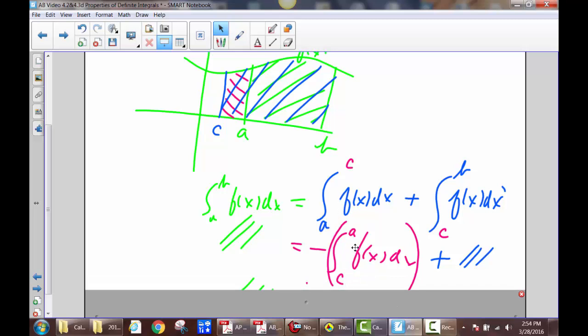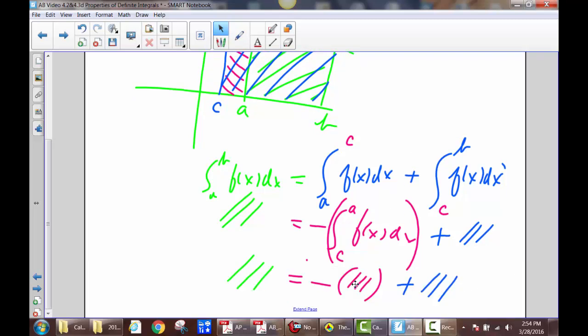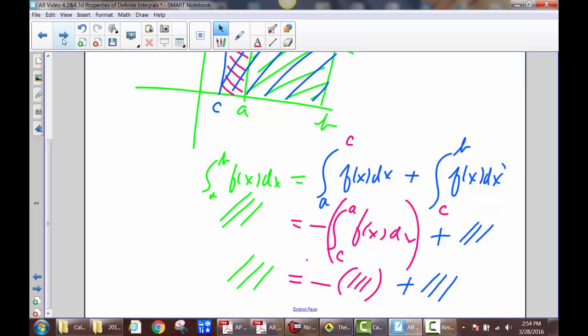Instead of A to C, I make it C to A, and I can stick a minus out in front of that. And then the integral from C to B, which is from left to right, is this blue region. Well, sure enough, if I take negative the pink region plus the blue region, i.e. if I take the blue region and subtract the pink region, I sure enough will be left with the green region.